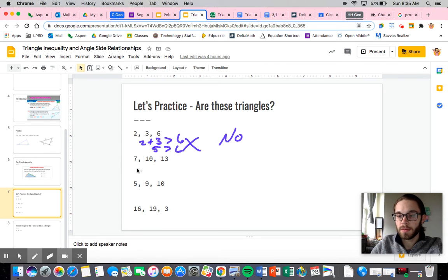Now, for this one, let's figure out 7 plus 10 is greater than 13. 17 is greater than 13. Okay, so far so good. But I have to check all three. If I don't check all three, I could miss it on one of the other ones.